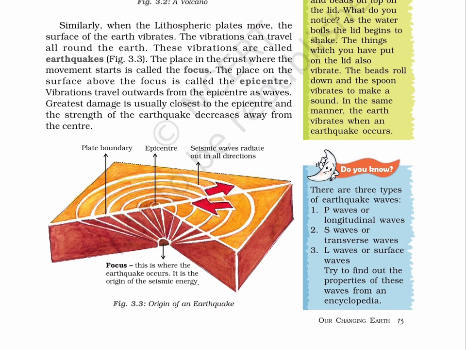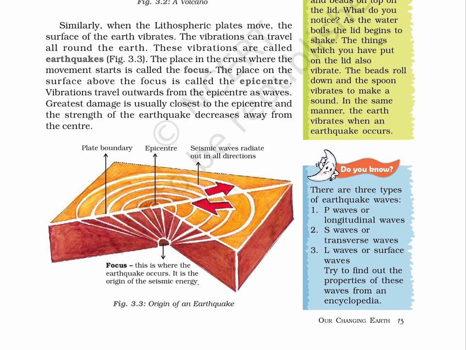The place in the crust where the movement starts is called the focus. The place on the surface above the focus is called the epicenter. Vibrations travel outwards from the epicenter as waves. Greatest damage is usually closest to the epicenter, and the strength of the earthquake decreases away from the center. Below this on the page we have a picture representing origin of an earthquake.